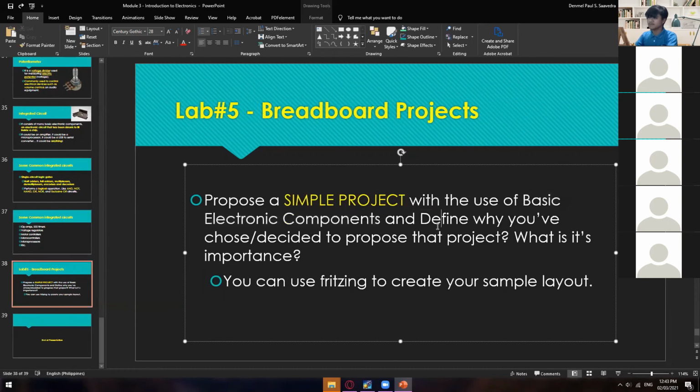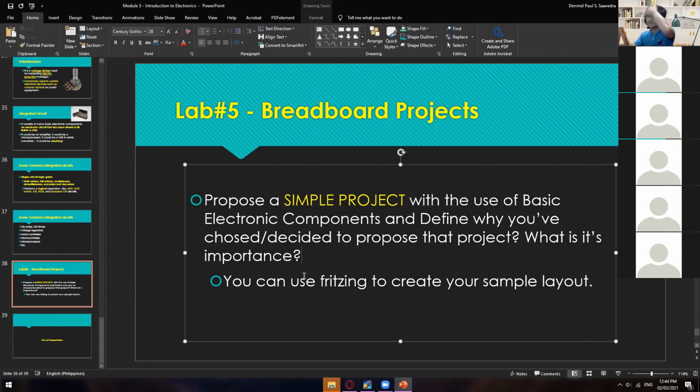And then of course you have to define why you chose or decided to propose that project. What is its importance in our society? Not just a project, it must have a significance in our society or in our daily lives. Not just a nonsense project, it should be a useful project.